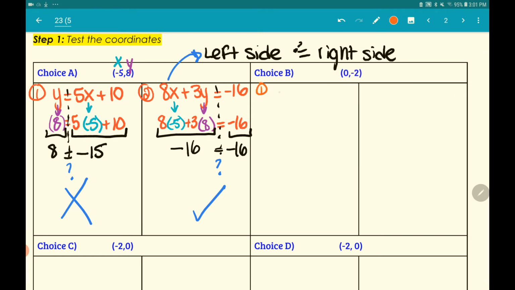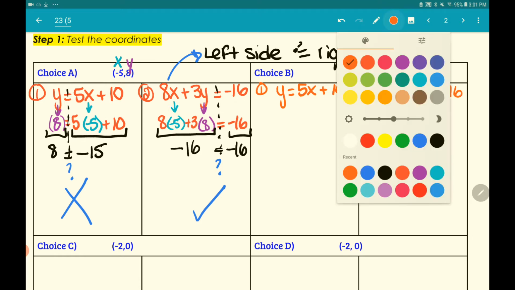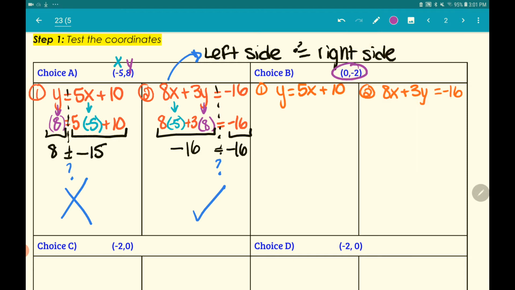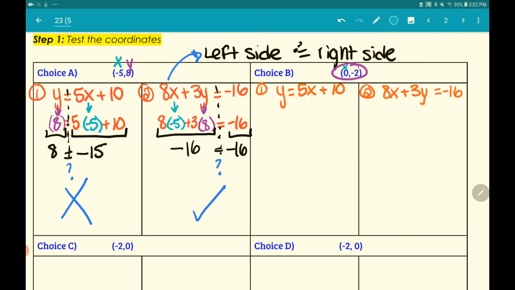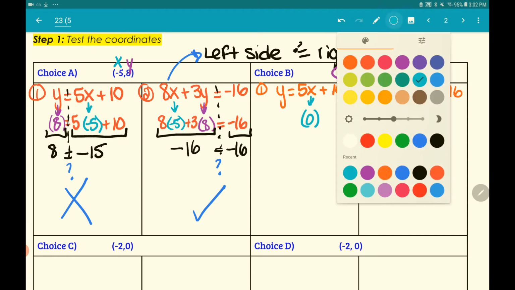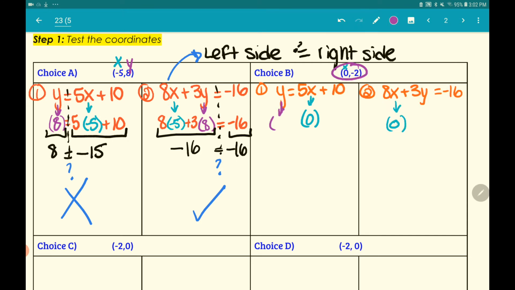So again, equation 1 and equation 2. Okay, let's take a look at my coordinate. Which is my x value? X is 0. So what number am I plugging in for x? That's right, 0. So what number am I going to plug in for y? For y, I'm plugging in negative 2 because this coordinate has a negative 2 after the 0.